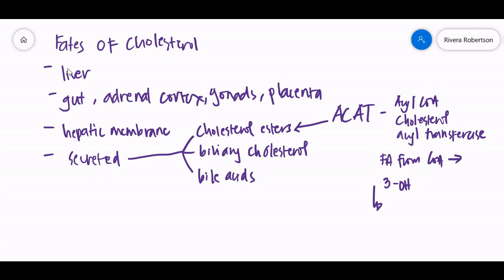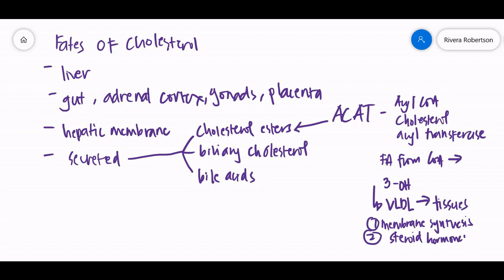Now, these cholesterol esters are packaged as VLDL, which is then transported into tissues where they are needed. In these tissues, they are utilized for, number 1, membrane synthesis. Number 2, steroid hormone biosynthesis. Or they can also be utilized for the synthesis of vitamin D. Any excess cholesterol esters or cholesterol are stored in the liver.